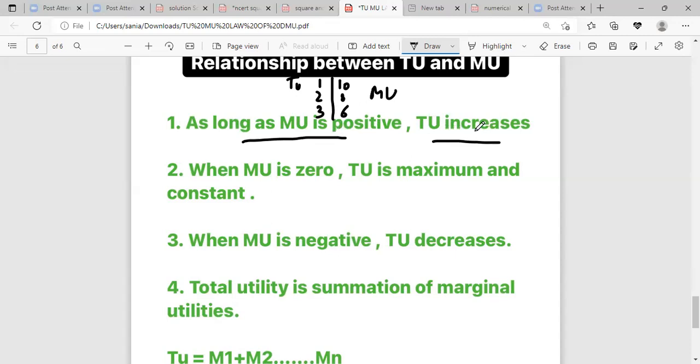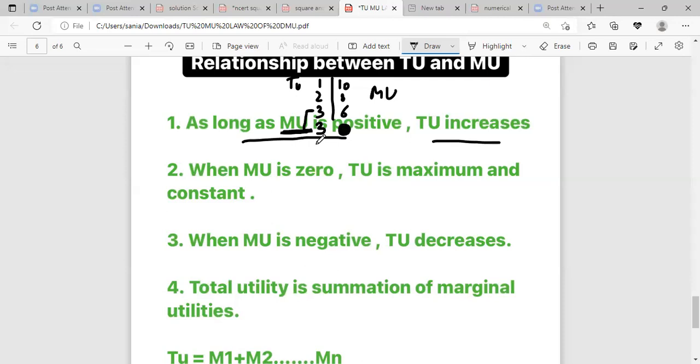So your TU increases. And when MU is zero, at that moment you will be like, no, ma'am, I don't want to eat anything. So here your MU will be zero. No addition. After 3, you don't want to eat anything. So when your MU is zero, your TU is maximum. This is the maximum which I can eat. When your MU is zero, your TU is maximum and constant. There is no difference. It became constant, 3, 3. So no change in TU and it is maximum.